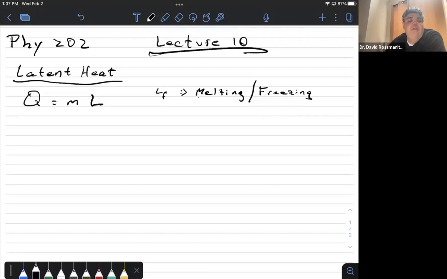So this is the value you would use when you're melting ice or you're freezing water or any other material, melting the material or freezing the material. And then a different latent heat called latent heat LV, which is latent heat of vaporization. And this is the number for boiling / condensing.